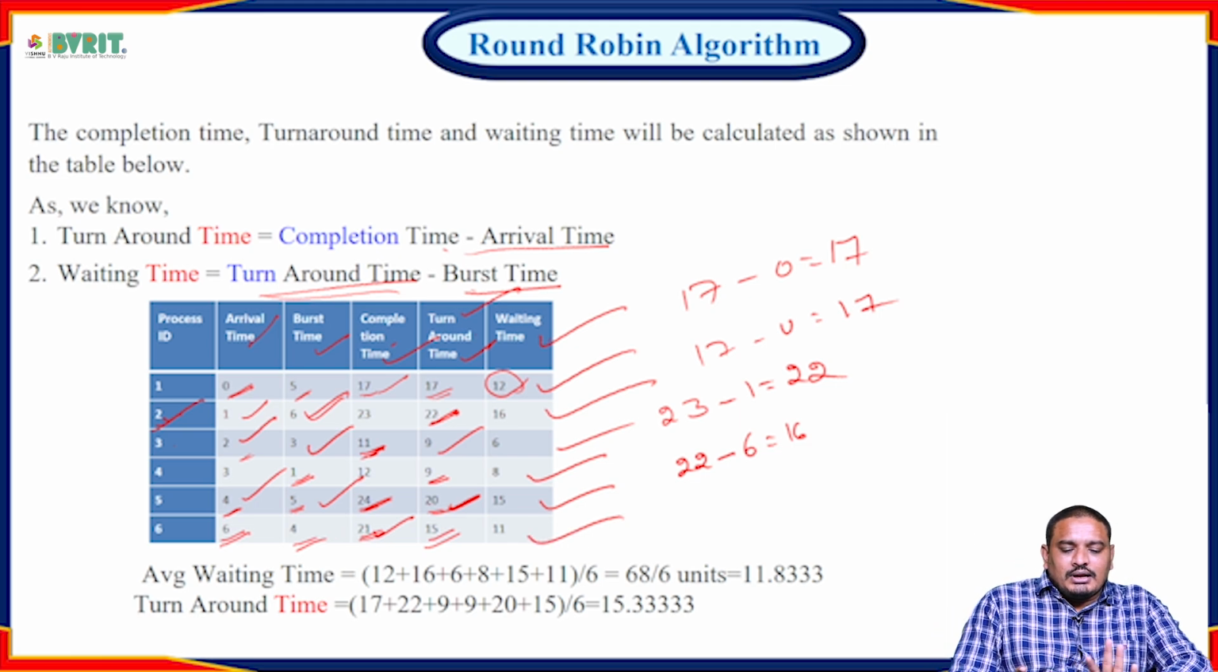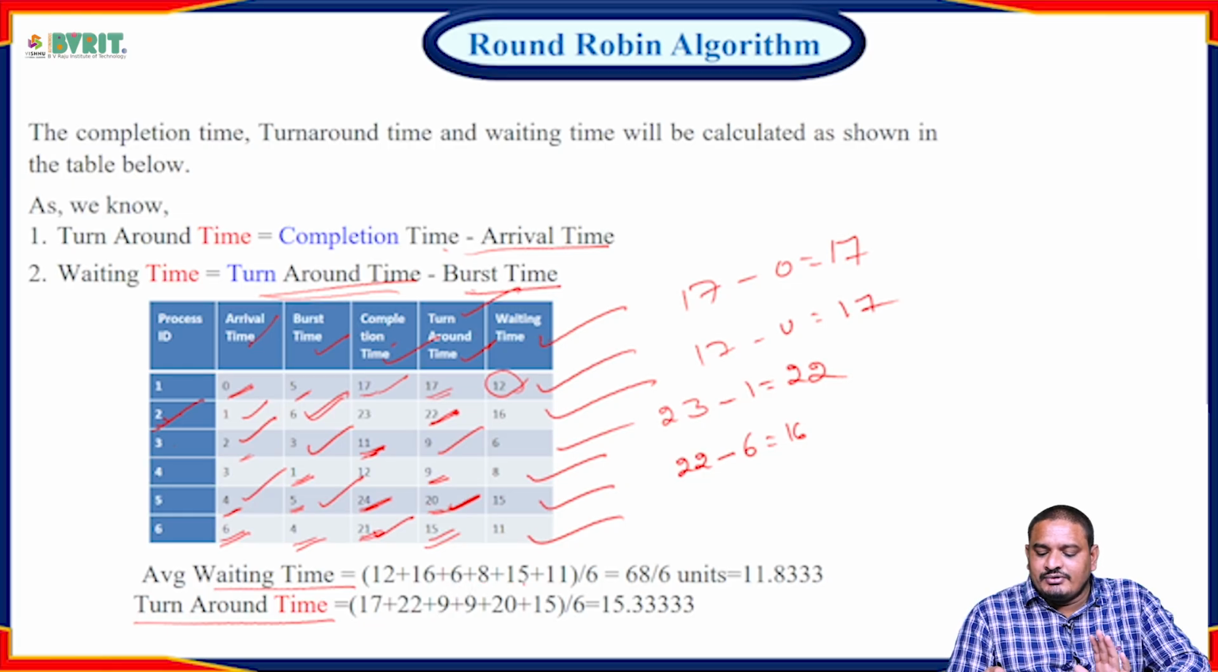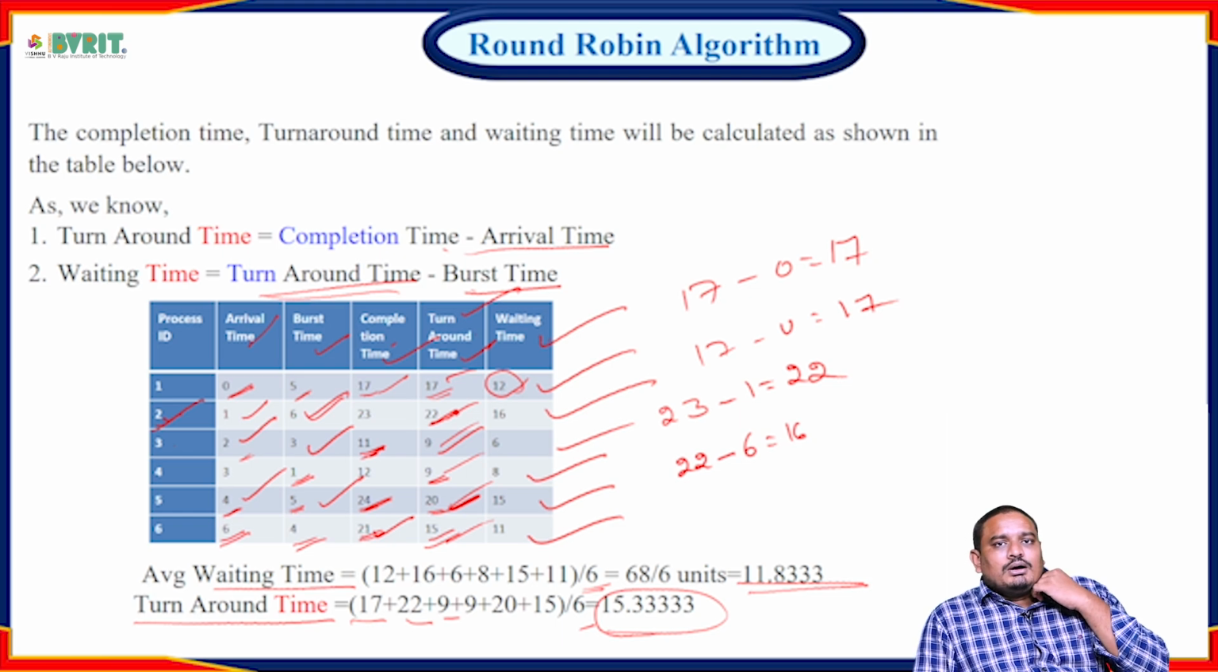Okay. Overall, we are calculating the average waiting time and turnaround time. That is 12 plus 16 plus 6 plus 8 plus 15 plus 11 by 6 processes, total 11.833 units. The turnaround times are 17, 22, 9, 9, 20, 15, divided by 6, that is 15.33. This is the round robin algorithm. In that algorithm, we are calculating the completion time, turnaround time, and also waiting time.